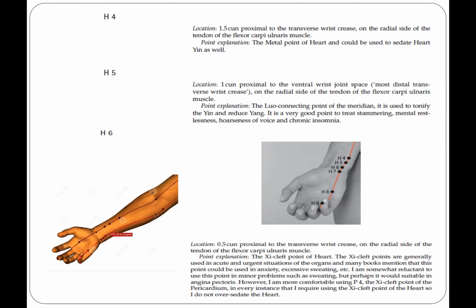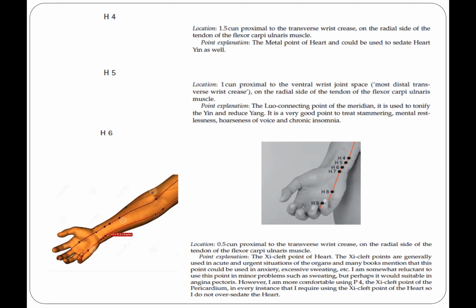Heart 5 is located 1 tun proximal to the ventral wrist joint space, the most distal transverse wrist crease, on the radial side of the tendon of the flexor carpi ulnaris muscle. Heart 5 is the luo connecting point of the meridian, used to tonify the yin and reduce the yang. It is a very good point to treat stammering. Heart 5 is good for mental restlessness, hoarseness of voice, and chronic insomnia.